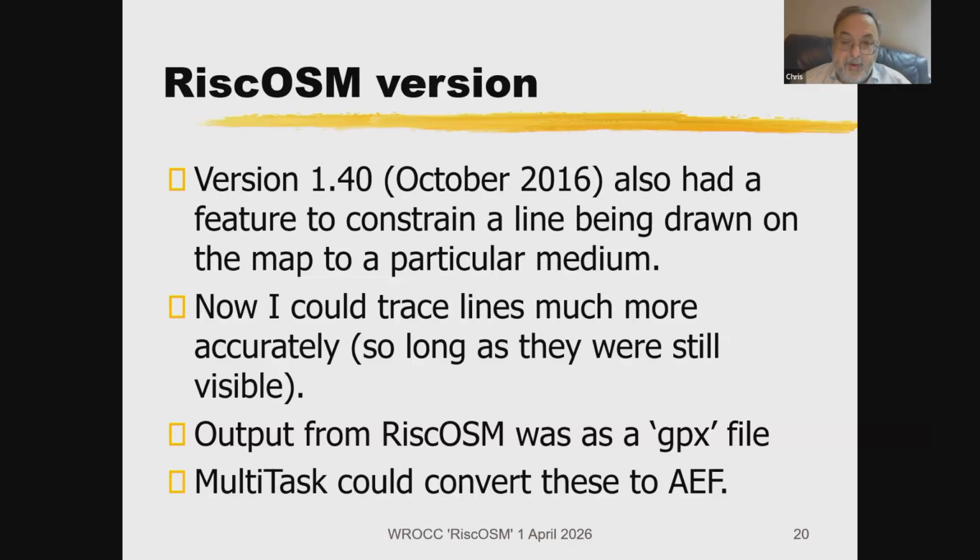If it had been obliterated by building work and wasn't on the map anymore, obviously it wouldn't work. And in fact, defunct railway lines would allow you to trace along them until you got to a missing bridge. Then you had to manually jump across. What RiscOSM would produce once you trace the line was a GPX file. And I could convert them using multitask into an AEF file, i.e. converting latitude and longitude to grid coordinates.